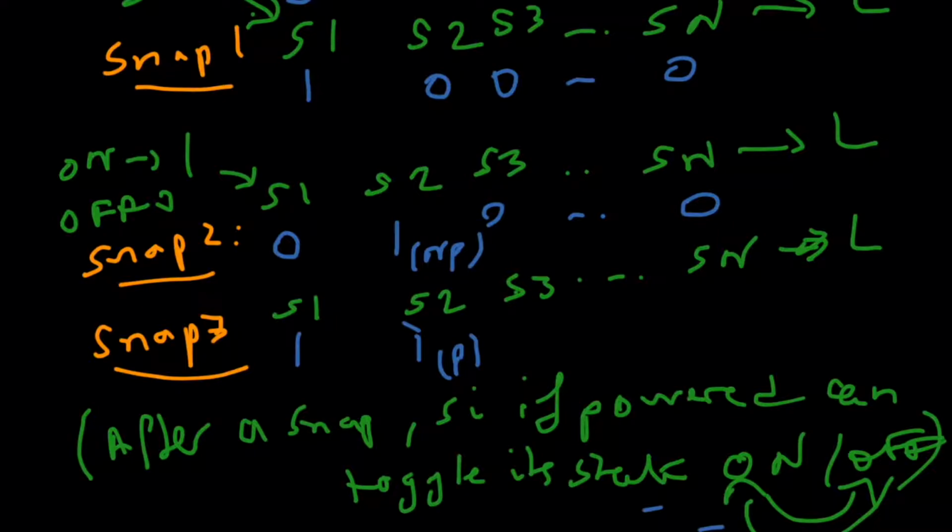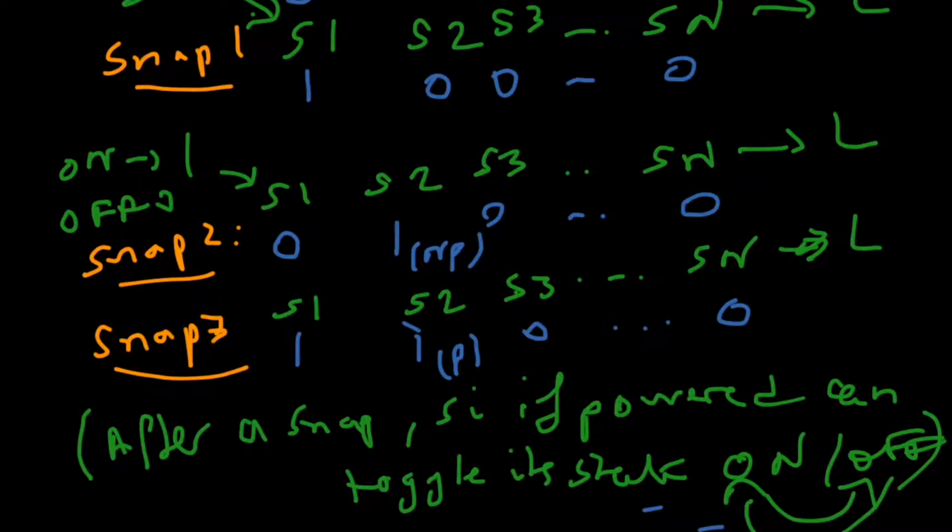And if the light were connected to S2, it would be on, but if it's connected to another one that has 0, it will not be on. The light itself will not be on. And so here we will keep having zeros. And it will continue like this, in this manner. Okay.